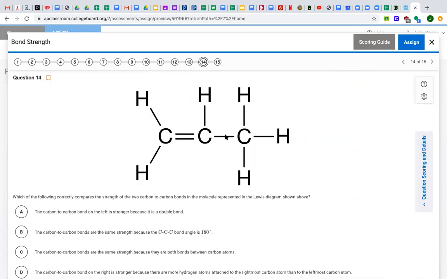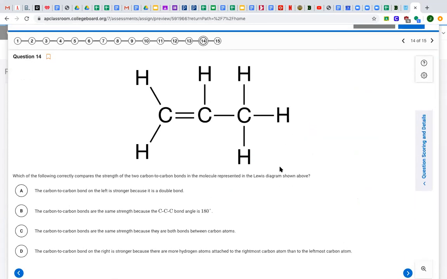All right, number 14. Okay, Ranisha, get us started. Which of the following correctly compares the strength of the two carbon-to-carbon bonds in the molecule represented in the Lewis diagram above? When I was looking at this, I was thinking about how this carbon-to-carbon is a double bond and how the other one was a single bond. I was assuming that a double bond is greater than a single bond, thus me picking A. That's right. Double bonds are stronger than single bonds. Any questions about that? Good. Peyton, you got the same thing, correct? Yeah. Very good. Okay. And then number 15.